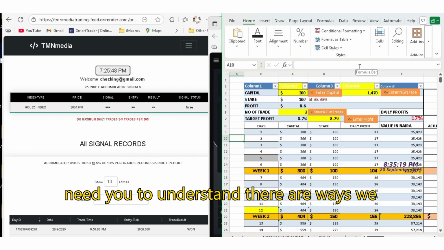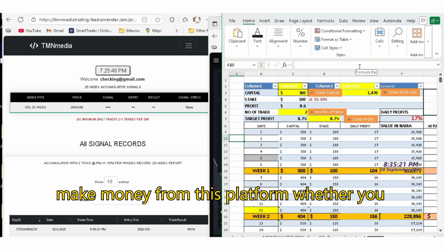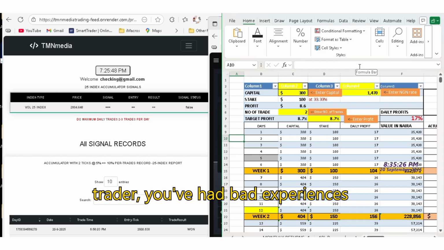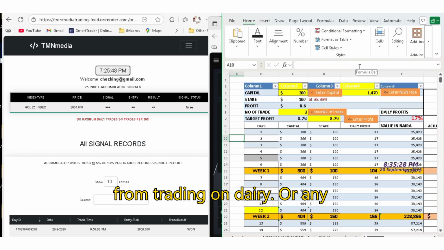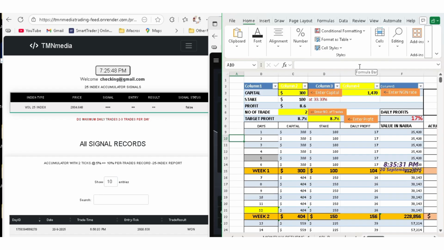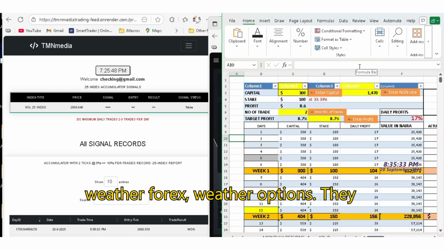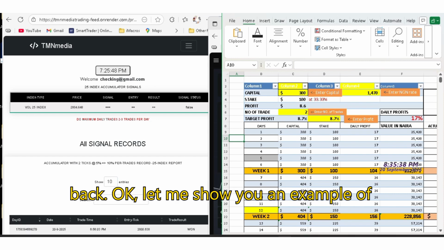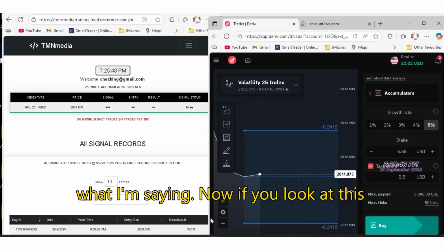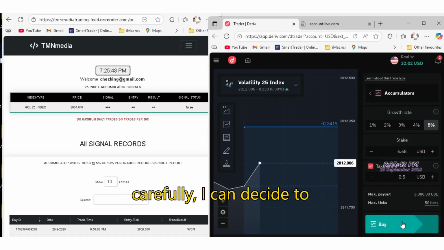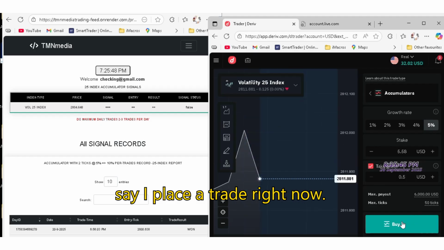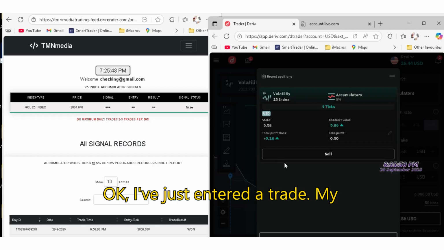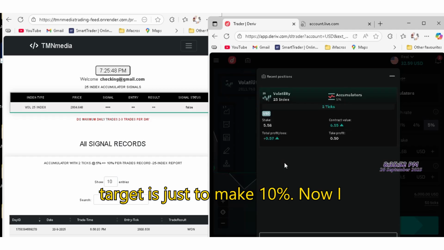Now, I need you to understand there are ways we make money from this platform. Whether you are an experienced trader or a non-experienced trader, or you've had bad experiences trading on Deriv or anywhere, whether forex or options, they don't show you pepper, they don't collect all your money. There is a way to get it back. Let me show you an example of what I'm saying. If you look at this carefully, I can decide to place a trade right now. I've just entered a trade. My target is just to make 10%.